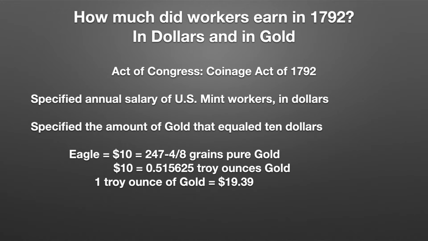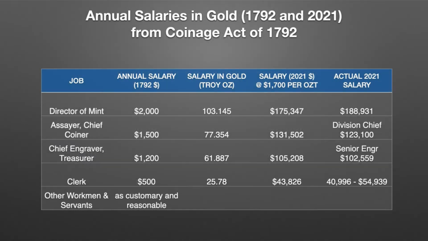Here are the salaries in 1792. They gave the salaries for the main workers at the mints, the people in the higher positions. For instance, the first line here is the director of the mint. He made $2,000 per year in 1792, and that worked out at $19.39 per troy ounce to 103.145 troy ounces of gold.